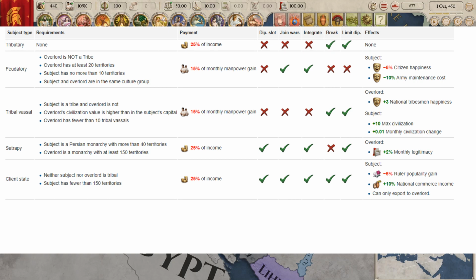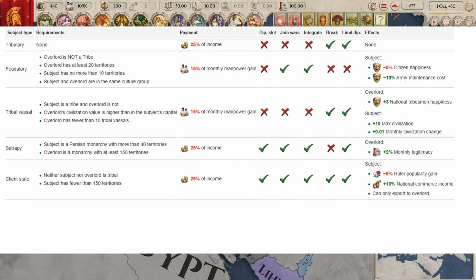A tribal vassal can willingly break the relationship with their overlord and is limited diplomacy-wise, but they do not cost you a single diplomatic relations slot. Just remember, they don't join your wars and cannot be integrated into the realm. Again, this is one vassal type that I never use. If I want a manpower providing vassal, I prefer to go for feudatories because they do join your wars. Tribal vassals don't.